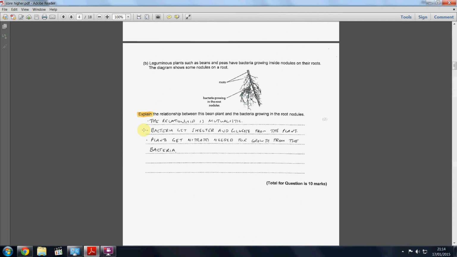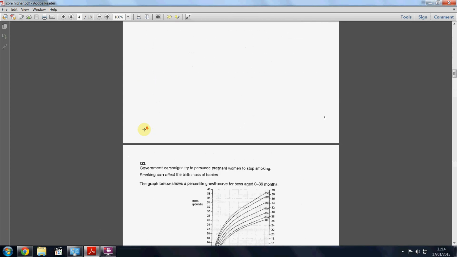So it's 1 mark in this case, 3 marks in total. 1 mark for saying the relationship is mutualistic, and you can say that at any point in the answer. And then the other 2 marks are for explaining what the bacteria get and what the plant gets. So the bacteria get shelter, and they also get glucose from the plant, food for the bacteria. The plants get nitrates needed for growth from the bacteria. So the bacteria produce nitrates that the plant can then use for its own growth. 3 marks.